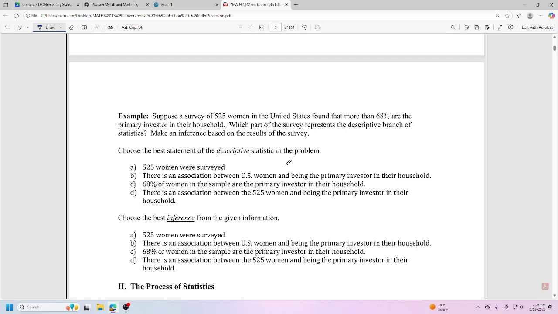No, I'm just joking. So we have a survey of 525 women, and found that more than this much primary investor. What is being described, and then what are you going to infer about that? Okay, so what's like the description? What's the math there? You just tell me what you think. Like you're describing it. How would you describe that? Just describing it. Just what happened. Just right here, like summarizing. No, let's just say summarizing. What would you say is summarizing here?